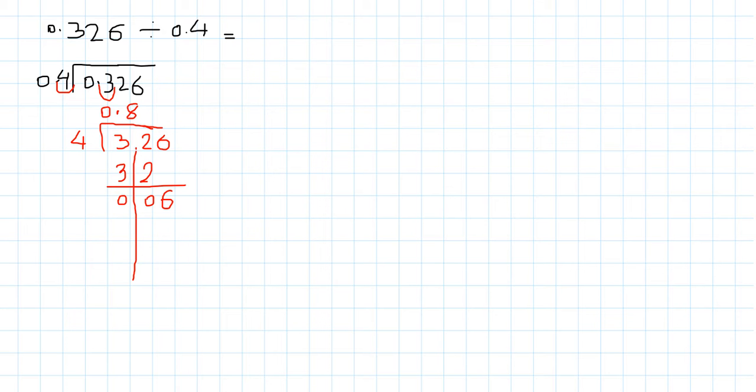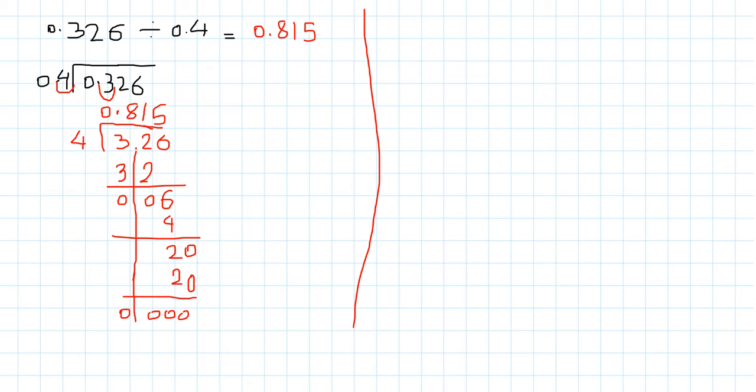Now ask how many 4 are there in 6? Only one 4 there is in 6, so it is 2. If I want to continue more, I put a point here and ask how many 4 are there in 20? It is 5. 5 times 4 is 20. So the answer is 0. It is the remainder, and the answer is 0.815. Easily we found the answer.